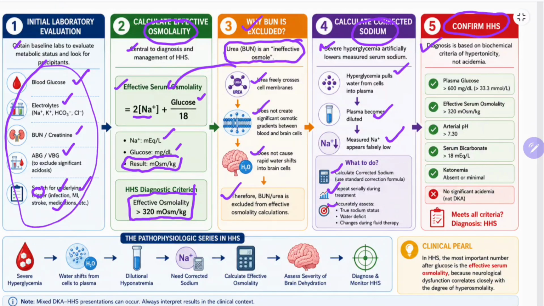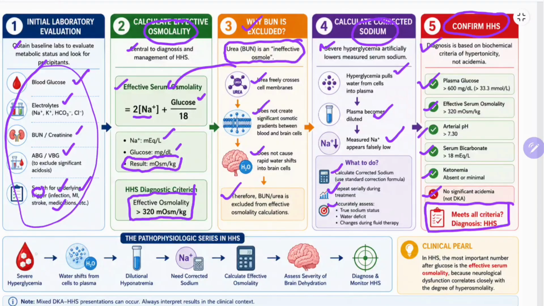Diagnosis is based on biochemical criteria of hypertonicity and not acidemia. Plasma glucose should be more than 600. Effective serum osmolality should be more than 320. Arterial pH should be more than 7.3. Serum bicarbonate should be more than 18. And ketonemia should be absent, with no significant acidemia. So if a patient meets all these criteria, then HHS is diagnosed.